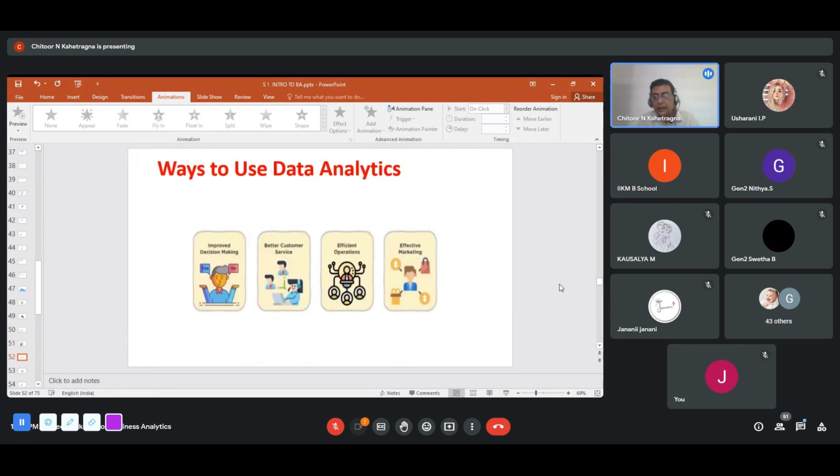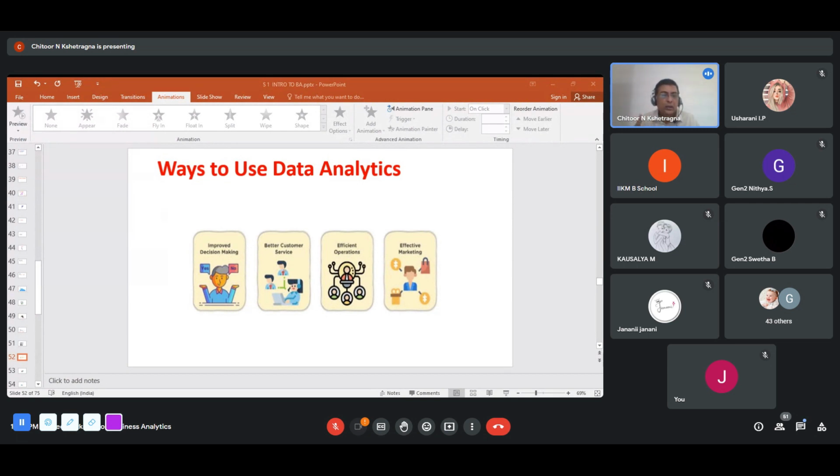So how do we use data analytics? As I said, improved decision making, better customer service. You'd have found a lot of loyalty programs. How many times have you seen Reliance Trends? When you go into Reliance Trends and buy something, they give you an offer. They tell you next time when you come and buy from us, we'll give you 20% off, 30% off, minimum budget 1,999 rupees, 20% off. We also go there. These are called loyalty programs. This is how data analytics comes in handy.